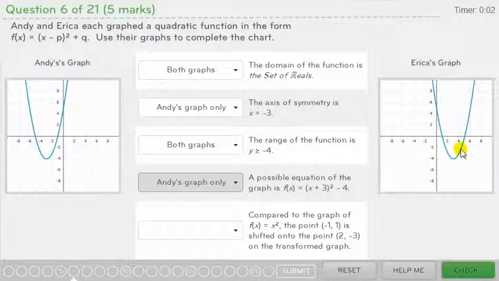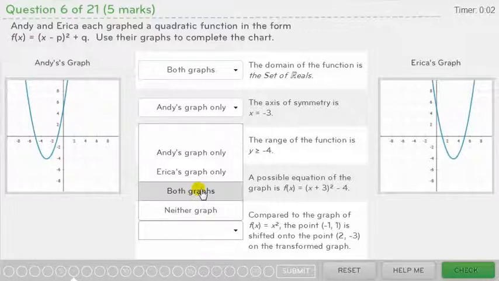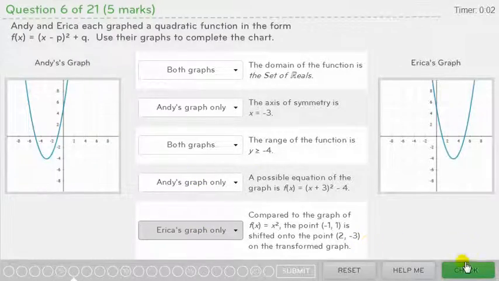So that's going to work on Erica's graph. Clearly that point does not exist on Andy's graph. There's nothing at +2, -3, so that's not going to work. So just Erica. Let's check our answer.